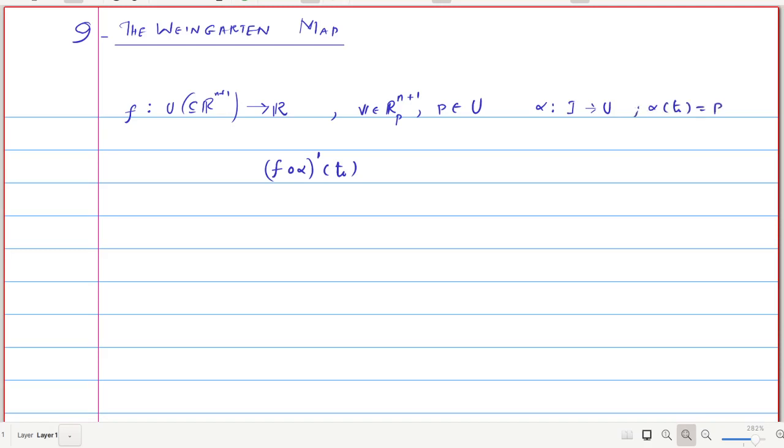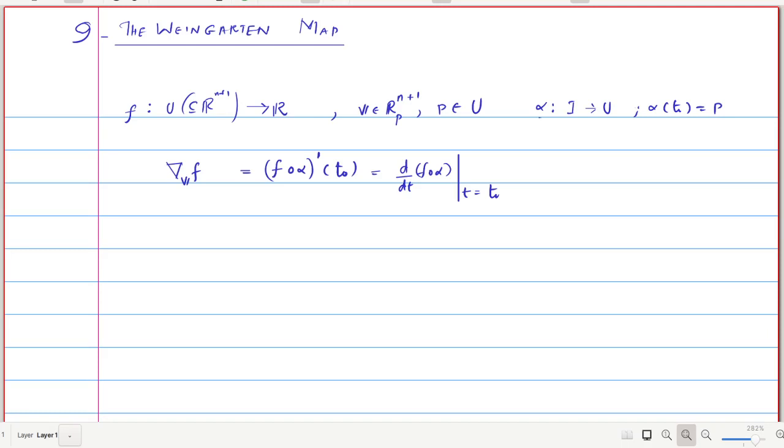If this is the case, then we define the derivative of f along the direction of v as the derivative of f composition alpha. This is d by dt of f composition alpha at the point t naught, and this is defined to be del_v f. So this defines the derivative of f along the direction of v, and this is nothing but d by dt of f composition alpha at the point t equal to t naught.